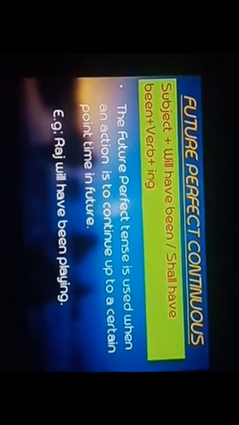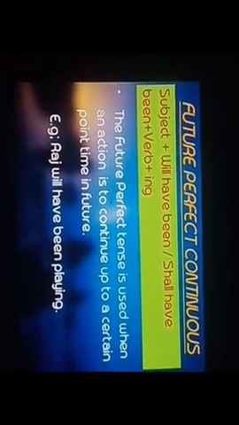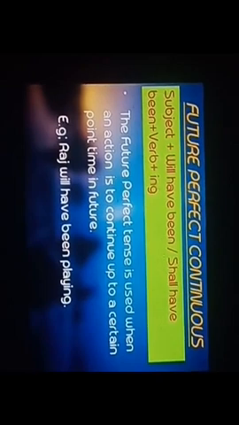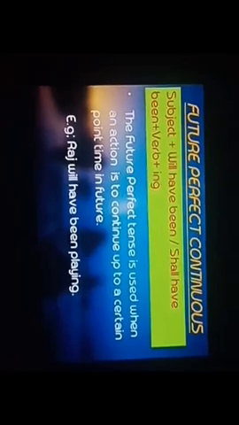Now the last but not the least, that is future perfect continuous. We always make future perfect continuous with the subject, and we have to use will have been or shall have been plus verb first form plus ing, and then the object. The future perfect continuous tense is used when an action is to continue up to a certain point of time in future. So basically, children, what is future perfect continuous? When we express an action which will begin before a given moment, will continue up to that moment and will be in progress at that moment also, then we use future perfect continuous.